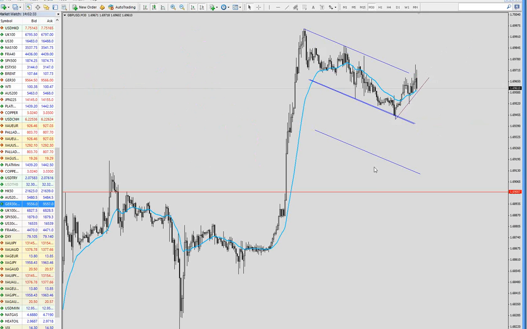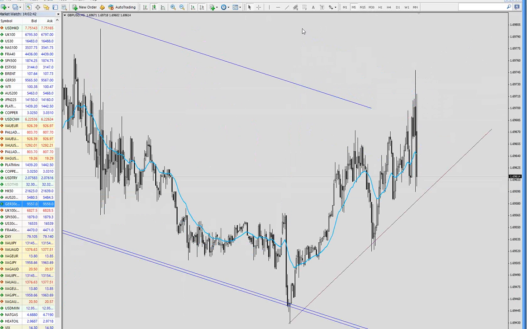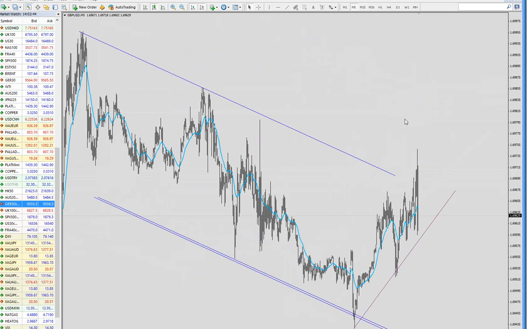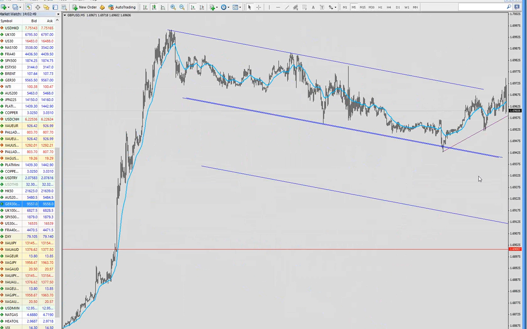below this line, below the 20 moving average on the 30-minute chart. That's the 5-minute chart. Okay, that's the 5-minute chart. So let's see what's going to happen here. Let's give them 5 to 10 minutes to settle.